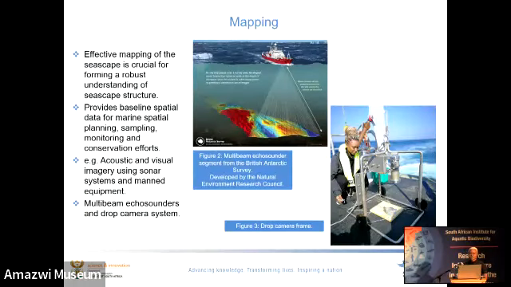Effective mapping of the seascape is crucial in order for us to develop a robust understanding of the seascape structure. It also provides us baseline spatial data for marine spatial planning, monitoring, sampling, and conservation efforts. When mapping, we usually use methods like acoustic or visual imagery using sonar systems or manned equipment. Examples of those are multi-beam echo sounders and drop camera systems.